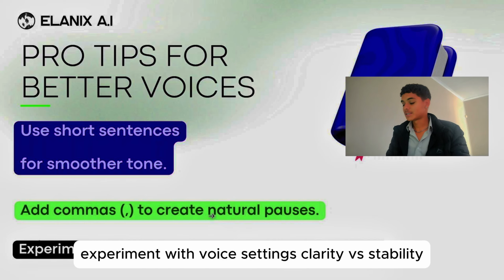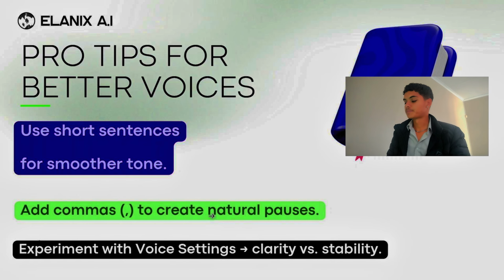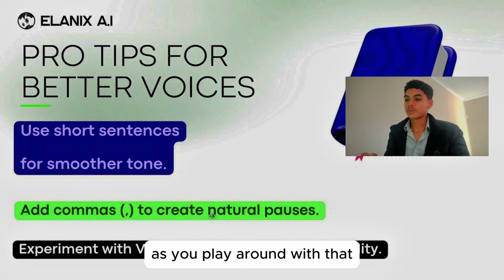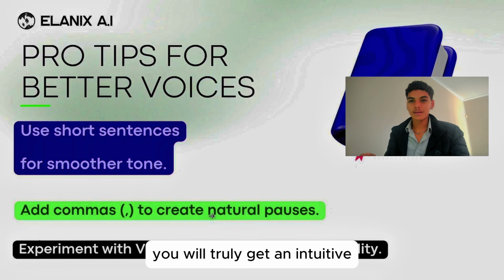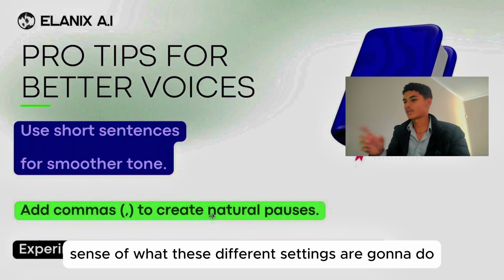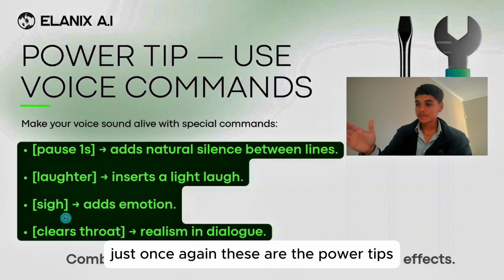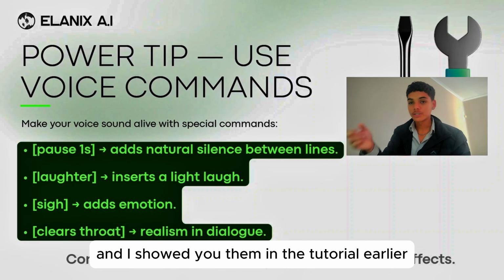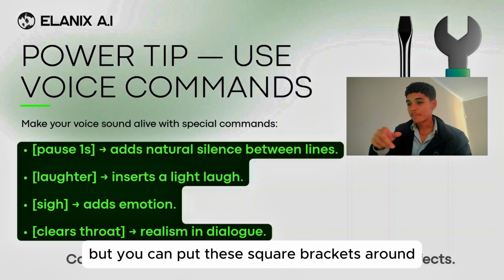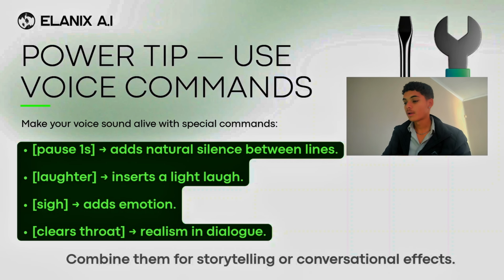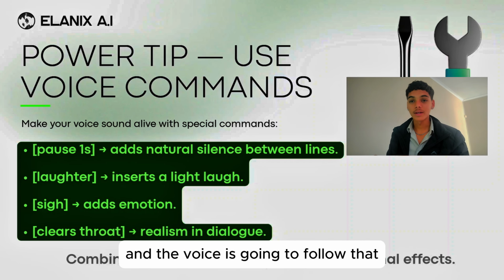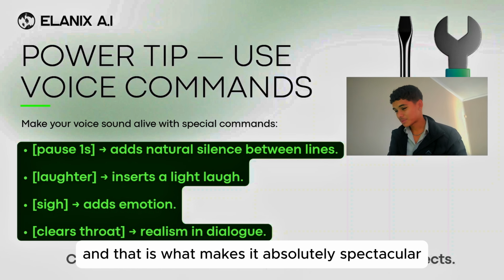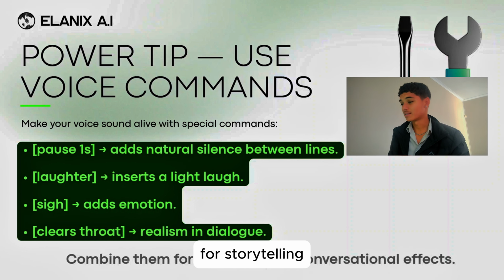Experiment with voice settings, clarity, voice stability. As you play around with that, you will truly get an intuitive sense of what these different settings are going to do. Just once again, these are the power tips, voice commands, and I showed you them in the tutorial earlier. But you can put these square brackets around any sort of command, and the voice is going to follow that, and that is what makes it absolutely spectacular for storytelling.